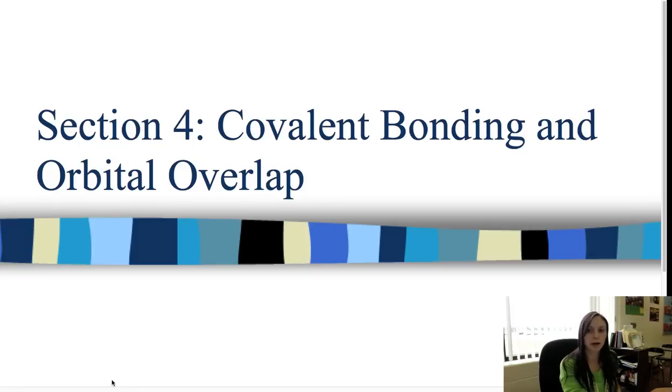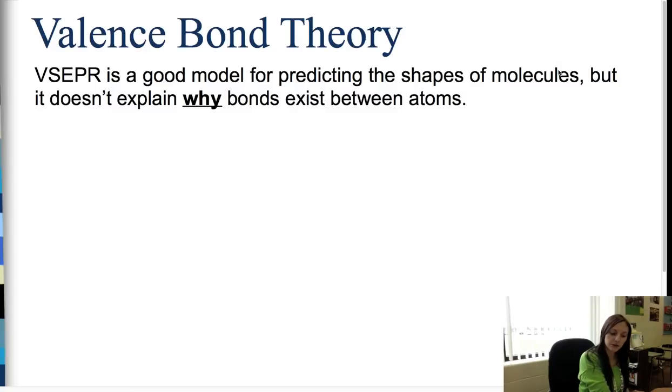Section 4 here is covalent bonding and what we call orbital overlap, and this is going to lead us into the hybridization in the next section. Okay, so the first one we'll look at here is valence bond theory. VSEPR is a good model for predicting the shapes of molecules, but it does not tell you why a bond exists between atoms. So we're going to look at what we call valence bond theory and how that gives us a better picture of why atoms actually bond.